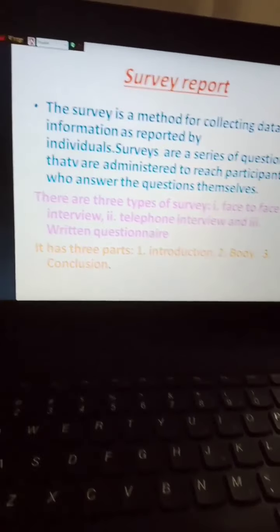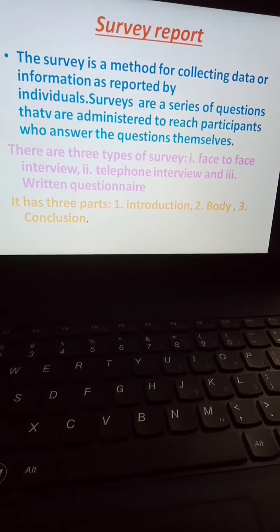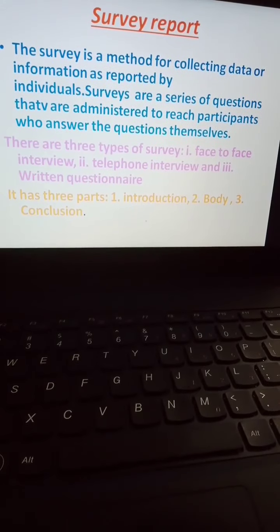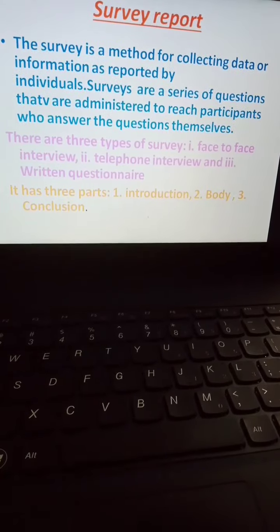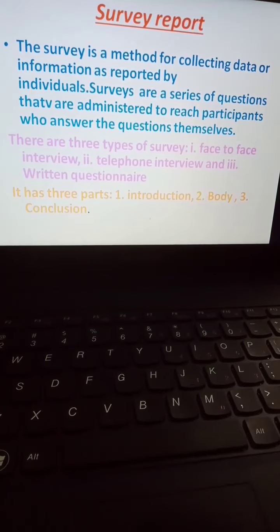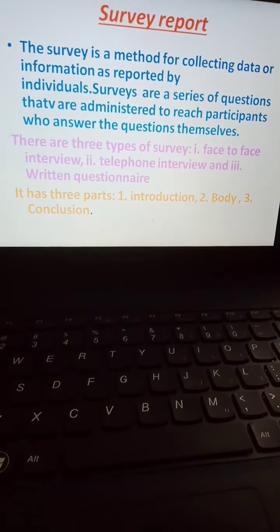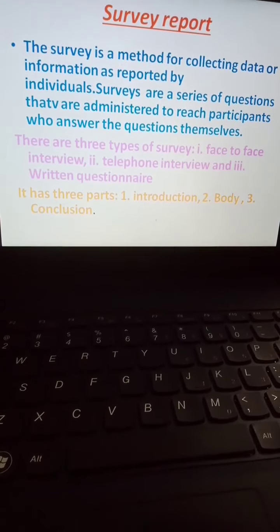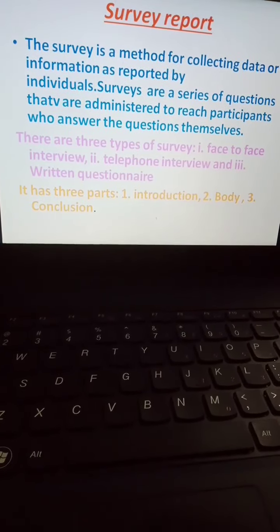Okay, now I will talk about the second type, that is survey report. The survey report is a method for collecting data or information as reported by individuals. Surveys are a series of questions that are administered to participants who answer the questions themselves. There are 3 types of survey. Number 1 is face-to-face interview, second one is telephonic interview, and third one is written questionnaire. It has 3 parts: introduction, body, and conclusion.